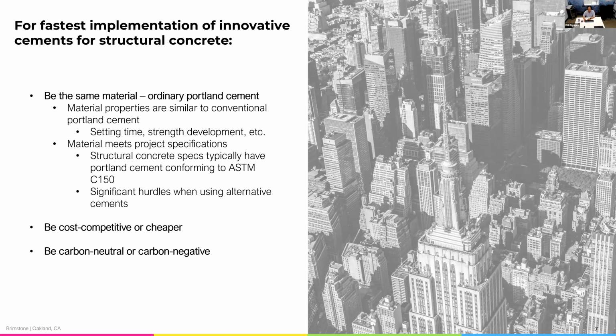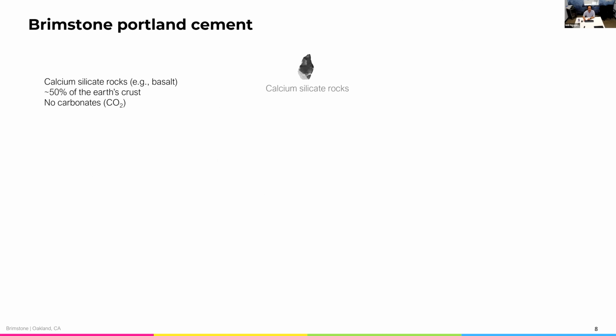So with that, I'll talk a little bit about what makes Brimstone cement just a little bit different than conventional cement. Before, I tried to emphasize the role of limestone and how it is a significant part of CO2 emissions of conventional cement processing today. Again, 60% of carbon emissions are tied to the calcining of the limestone. And so because of this, we started out with a different kind of raw feedstock for our rock. We use something called a calcium silicate rock. An example of a calcium silicate rock is basalt.